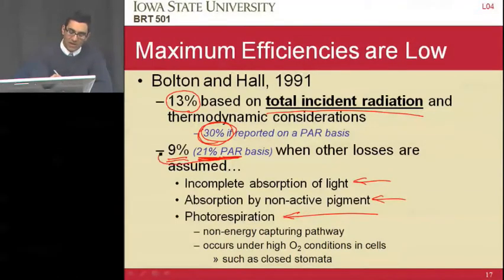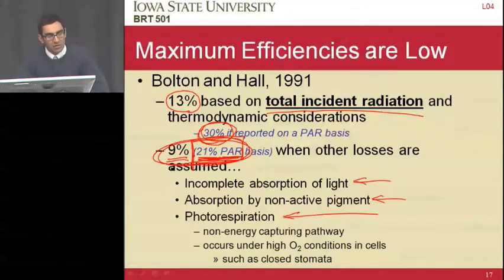I think that having the 9% on a total irradiation, and maybe most importantly, 21% on PAR is a good number to have in your mind. If somebody tells you that they're above that, they better be a really good plant scientist who understands how they're getting around it, or a photosynthetic scientist, or you need to call their bluff. All right?